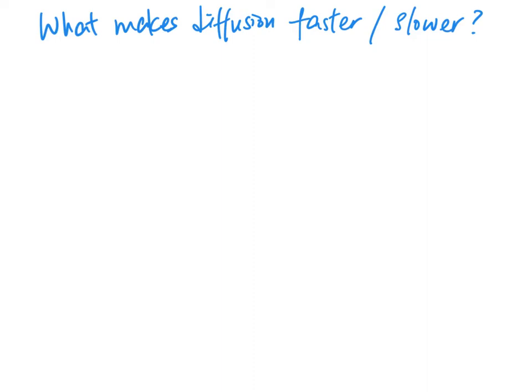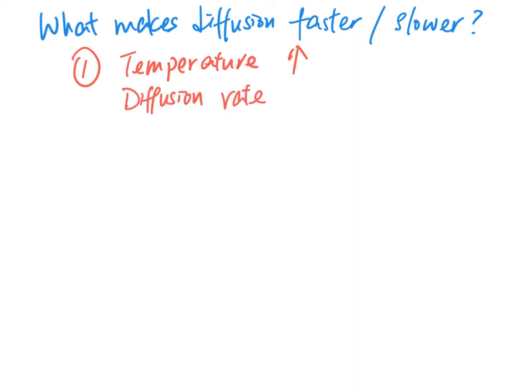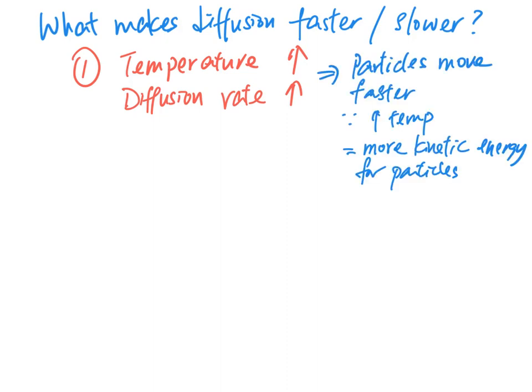Finally, let's think about what makes diffusion fast or slow, or what affects the rate of diffusion. The first factor is temperature. When the temperature is higher, the rate of diffusion will also be high. This is because when temperature is high, it means that the particles have more kinetic energy. And having more kinetic energy means that the particles will move faster.